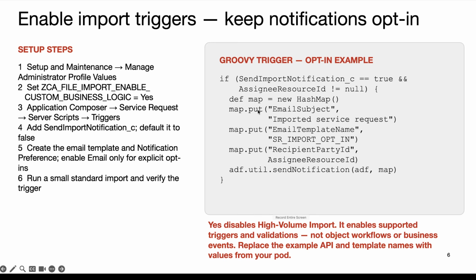So when we're mapping it to the subject, and this is the email subject, import service request, we're also mapping it to this template, and this would be the template name. And then we're also mapping it to the recipient and the recipient party ID. So this would be the source ID, who is assigned to it. And so yeah, we're triggering it as a notification.